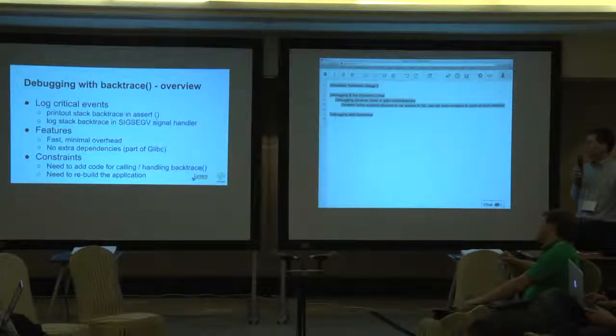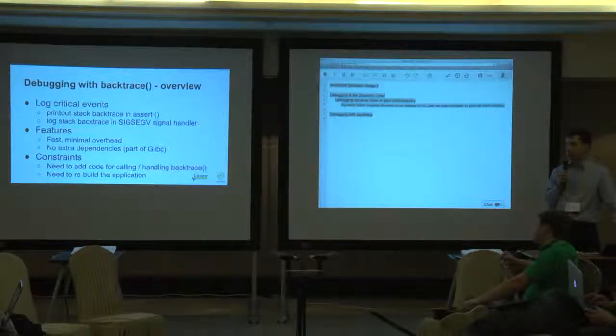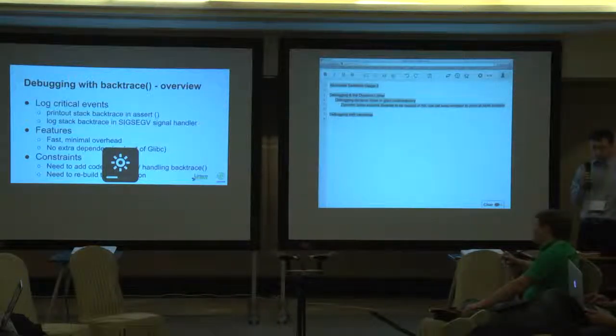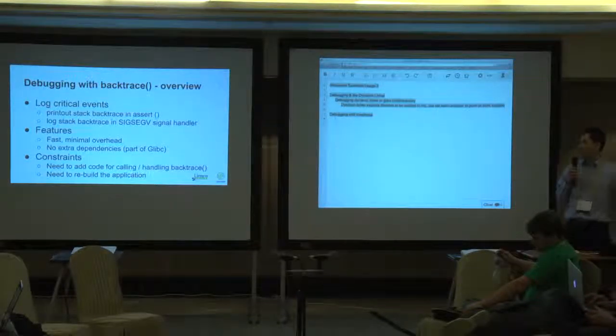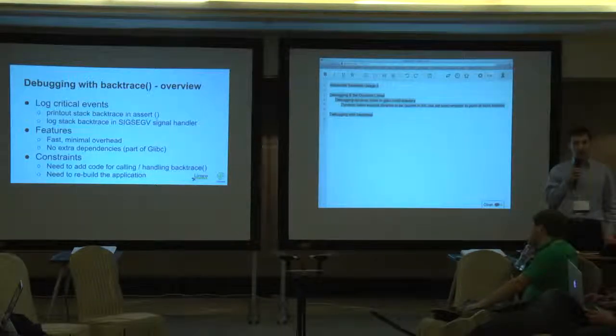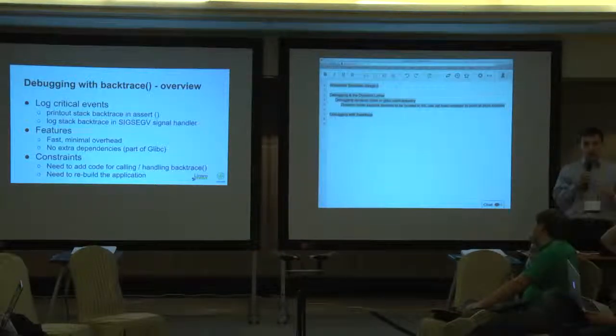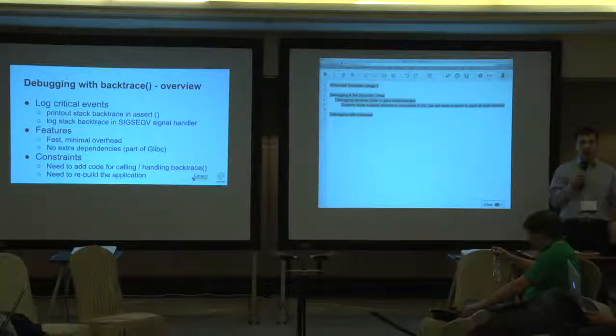So, okay, I'll be talking about debugging with backtrace, what it is, and walking through a couple of examples of how to use it. It's a nice little tool that is a part of the standard C library. It is not used in many applications, but it is a very nice debugging feature for several use cases. The best use case is when you want to log critical events when they happen in your program, to have some context about what was happening in the program just before the event.